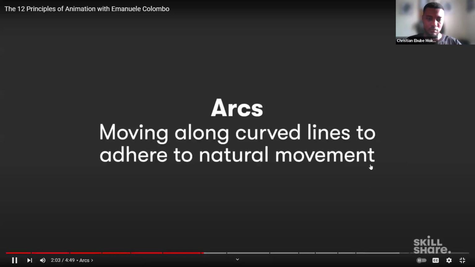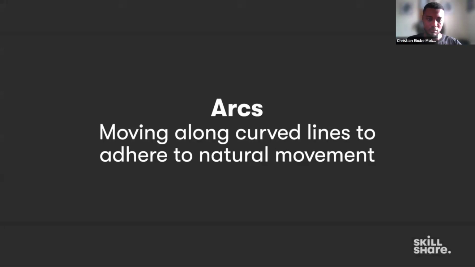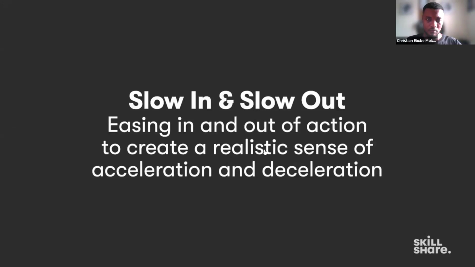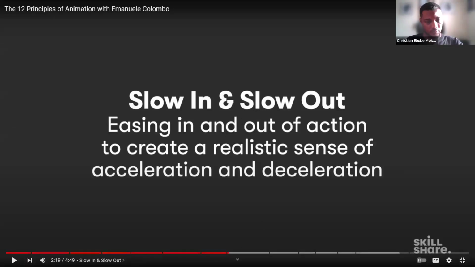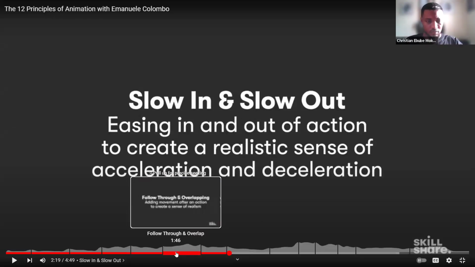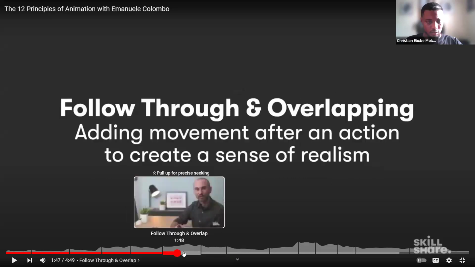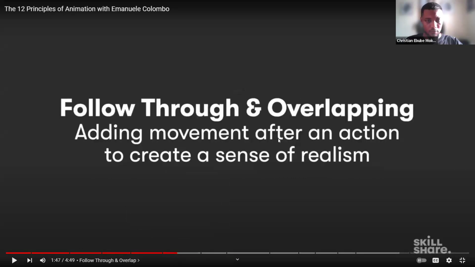The fourth principle is arcs. Almost all action in life has a slightly circular motion, and animation should stick to the same principle. When you move your arm or wave your hand, you rarely do it in a perfect straight line. The fifth principle is slow. Okay. So, I guess you already understand the follow-through and overlapping action.